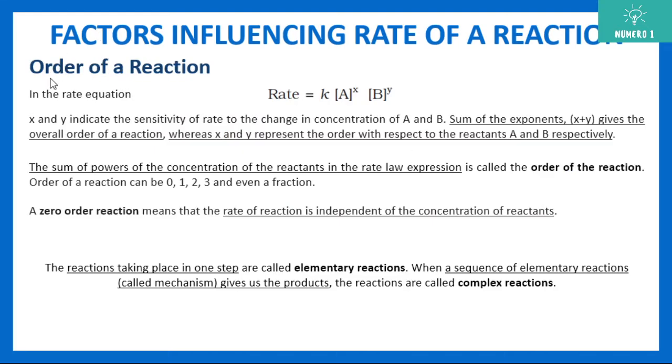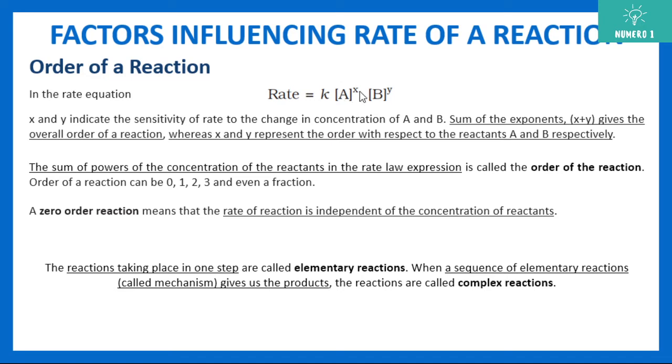Now, talking about order of reaction, so this is our rate equation. You can see in the rate equation, k A raised to x, B raised to y. Here x and y are indicating the sensitivity to concentration, right? Because if x is greater, that means if you change the concentration of A slightly, it will affect the rate. Let's say y is a very small number. So if y is very small and you change the concentration of B, it does not affect the rate so much, because the value of y is small. So this indicates the sensitivity of the rate to a change in the concentration of A and B.